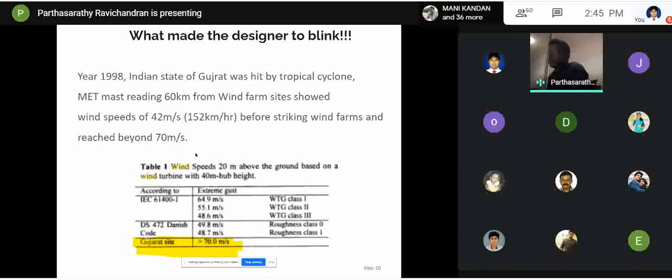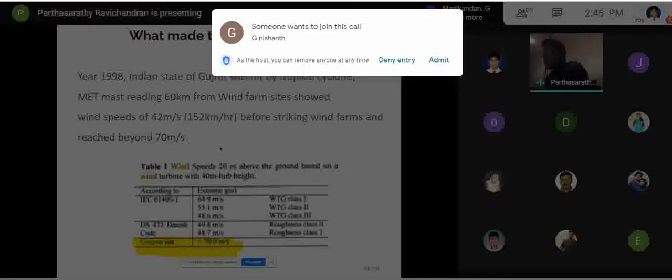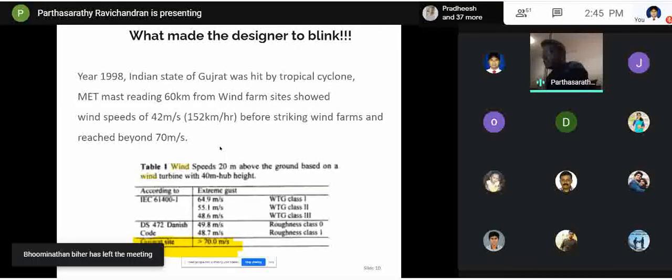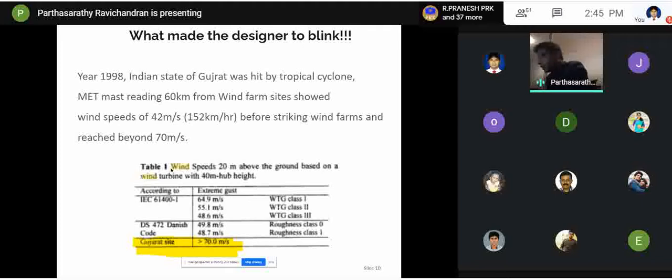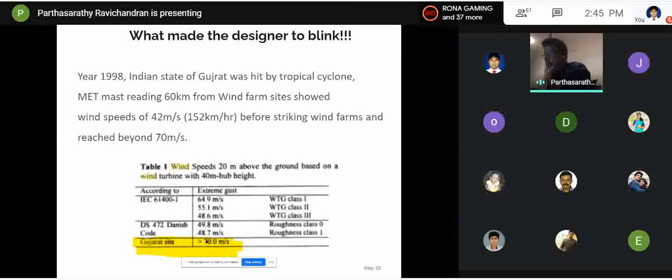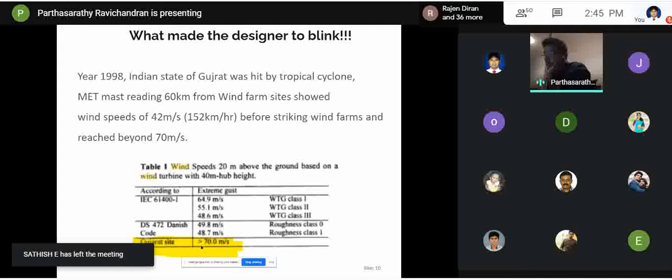So they are very cautious to look at the site and make a complete estimate and see whether the designed tower can withstand those extreme forces. This picture was taken from a research article where they were able to see that the wind speed was beyond the actual design limits.